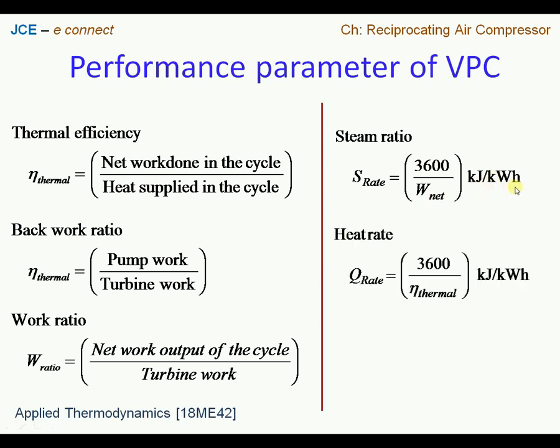We have similarly the cycle efficiency. Sometimes it is alternatively represented in terms of heat rate, which is defined as the ratio of the rate of heat input Q1 required to produce unit work output, that is 1 kilowatt. So we have here 3600 divided by the cycle efficiency with the unit kilojoule per kilowatt hour. So these are some of the important performance parameters associated with the steam power plant.